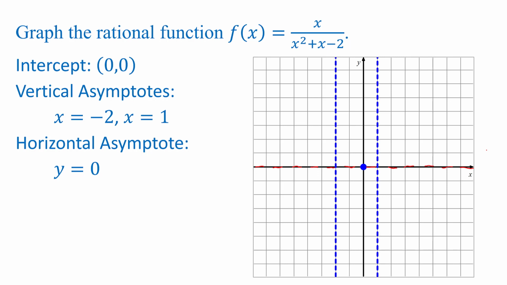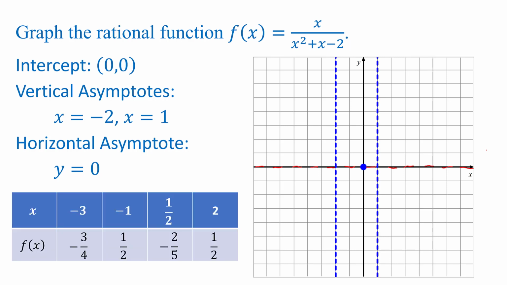To plot additional points, we want to know where the graph is above or below the x-axis. Moving from left to right, the only way the graph is going to move from above to below or below to above the x-axis is at either vertical asymptotes or x-intercepts. So I want to make sure I have plotted some points between x-intercepts and vertical asymptotes.